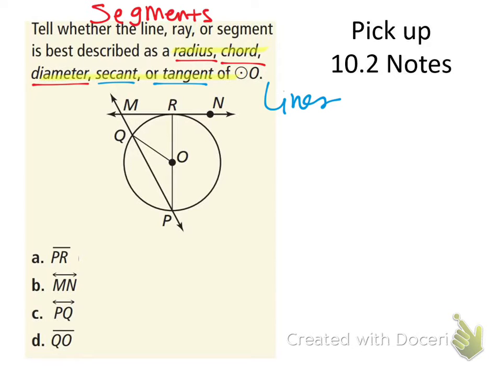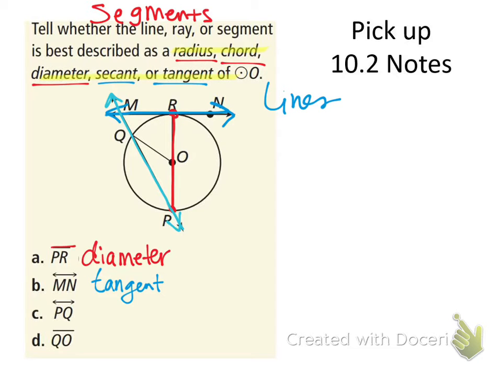Okay, so PR, this first one, it is a segment. So it starts at P and ends at R. Is it best described as a radius, a chord, or a diameter? It is a diameter. MN, it is a line. How many times does it touch the circle? Once, which makes it tangent. PQ is a line. How many times does it touch the circle? Twice at P and Q, so it makes it secant.